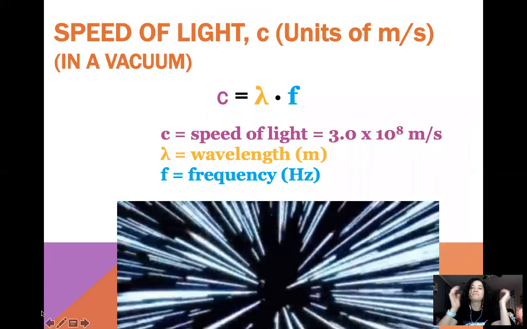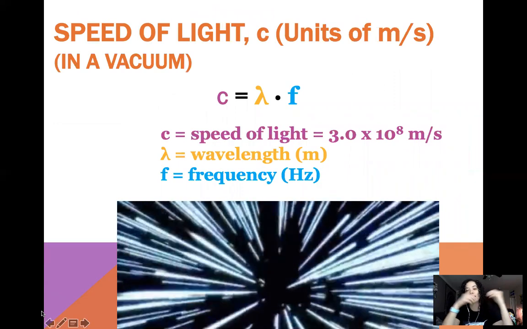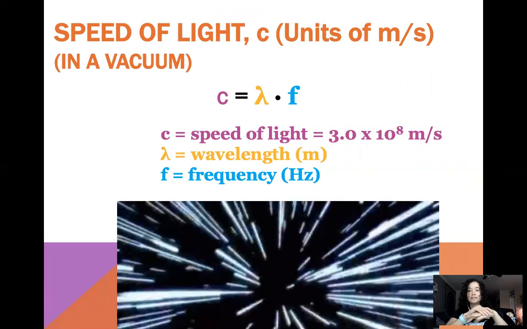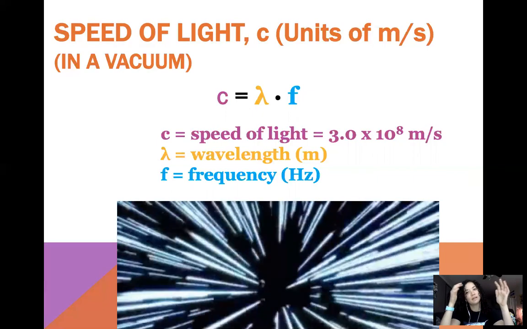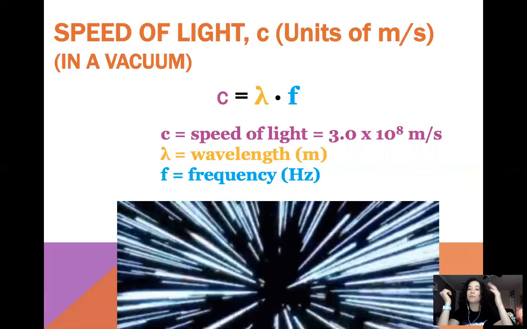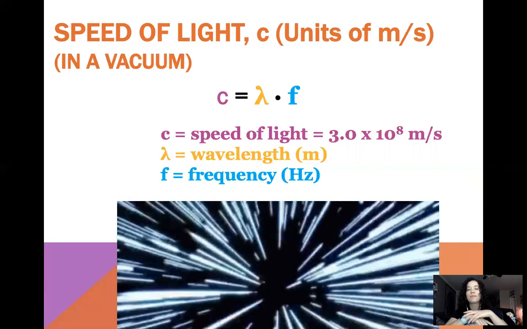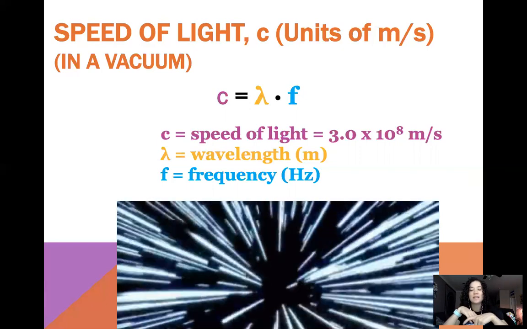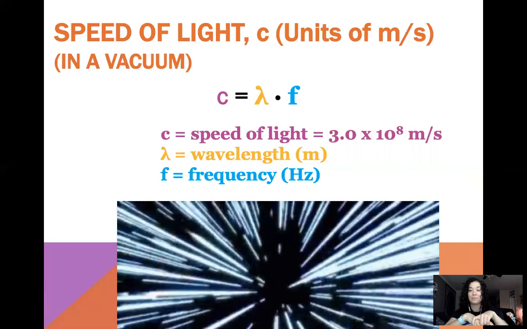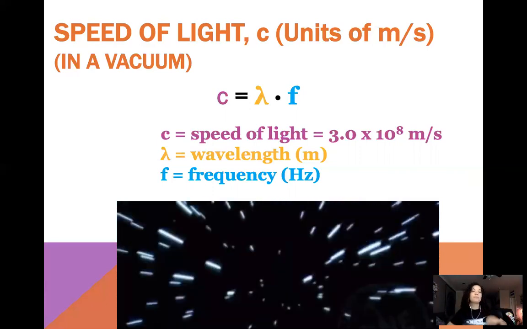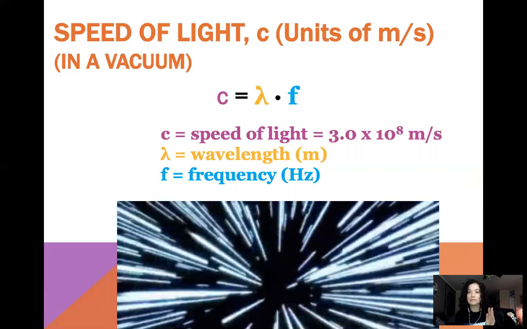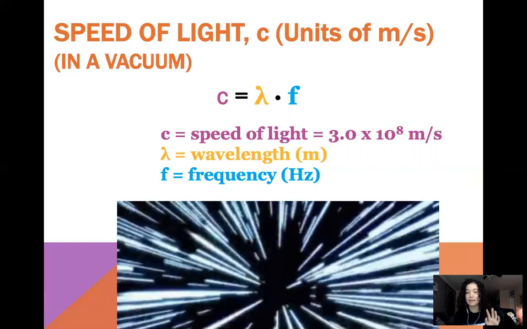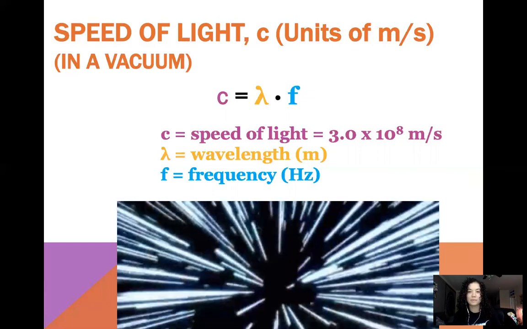All right, speed of light. We call it c. It is a constant. Lowercase c, it is always representing the speed of light. Our units are meters per second, as always, and light travels at about 3.0 times 10 to the 8 meters per second in a vacuum. So this is for light, any electromagnetic rays that we get here.